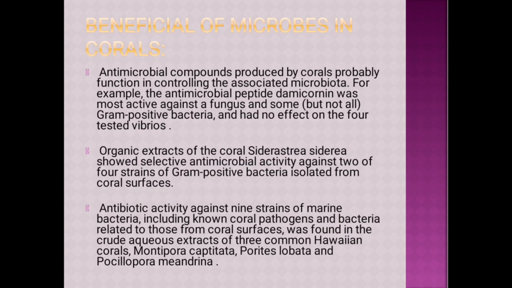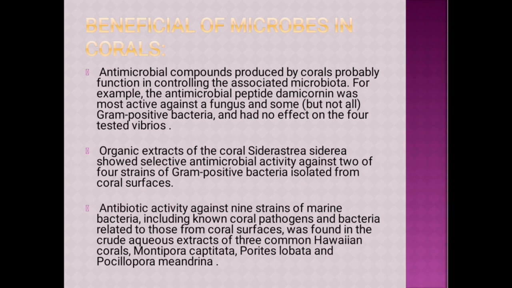Beneficial microbes in corals. Antimicrobial compounds produced by corals probably function in controlling the associated microbiota. For example, the antimicrobial peptide damicornin was the most active against a fungus and some gram-positive bacteria and had no effect on the four tested vibrios.